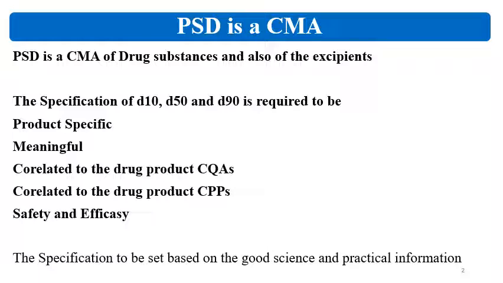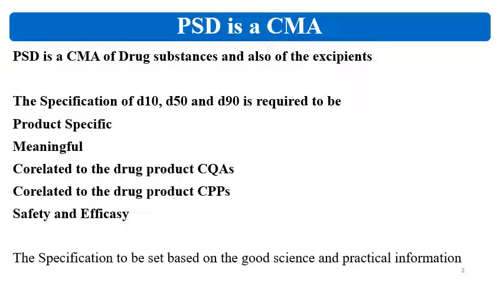The specification of D10, D50 and D90 is required to be finalized for the formulation for manufacturing. Based on the requirement of the formulation and formulation design, the limits for D10, D50 and D90 are given. Now, shortly I will explain what D10, D50 and D90 are.